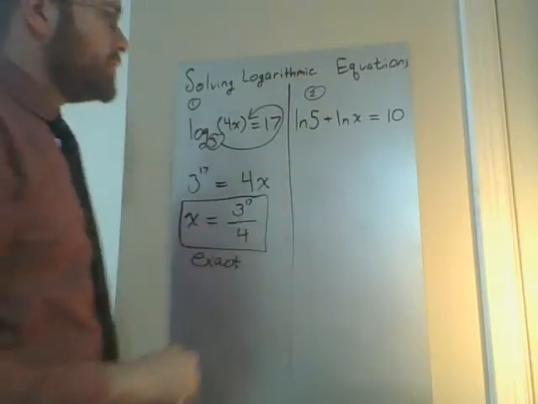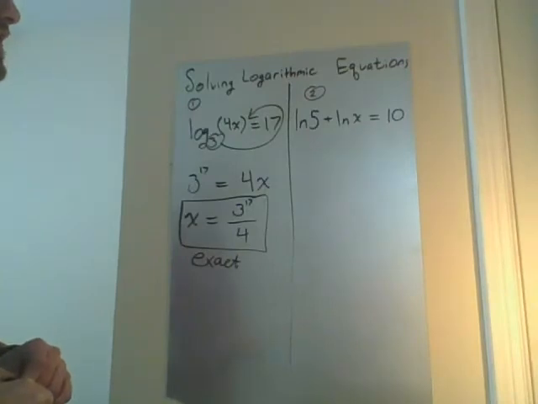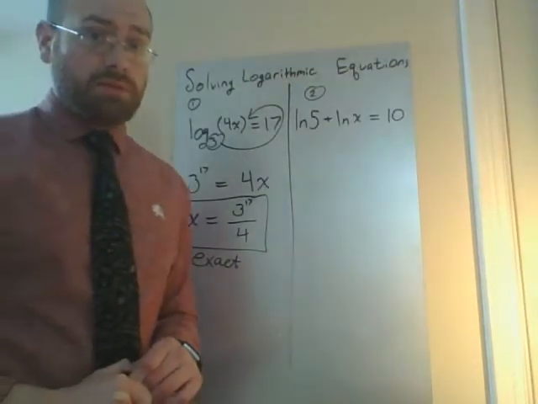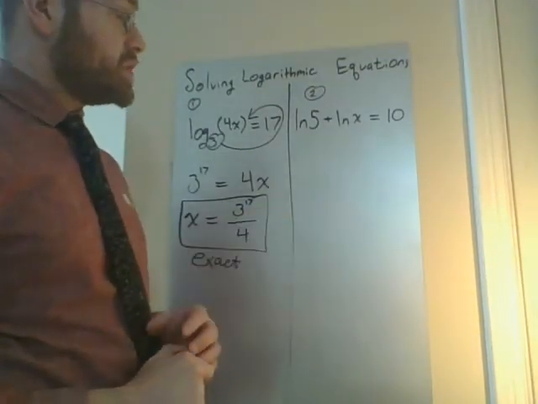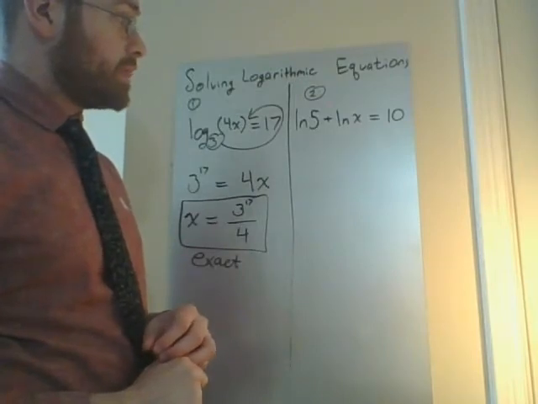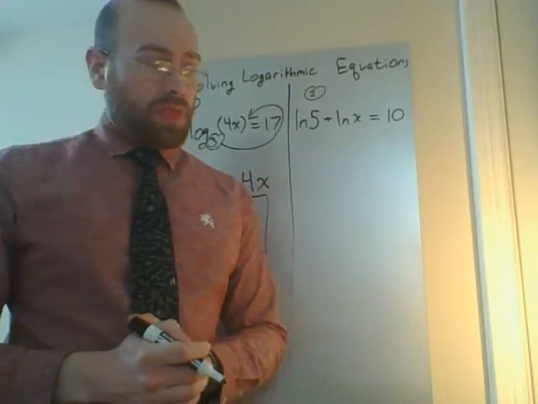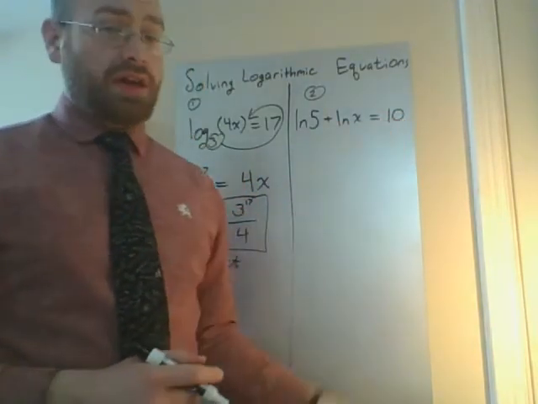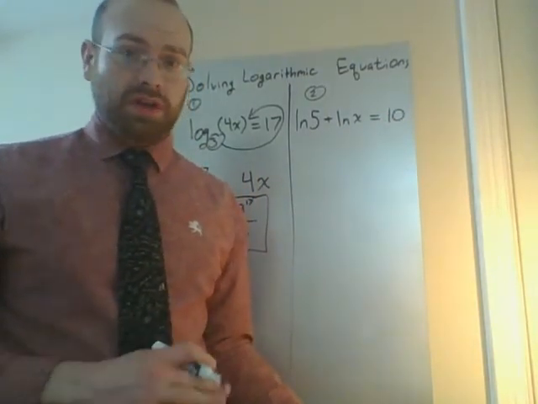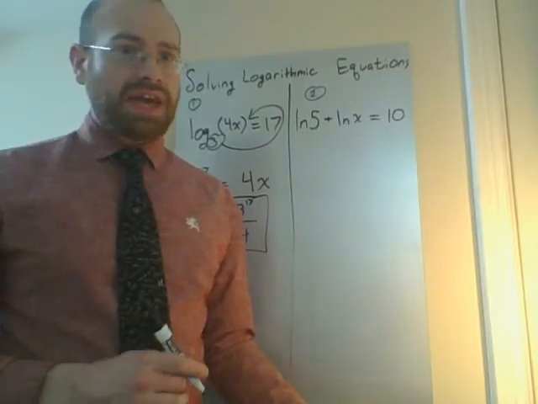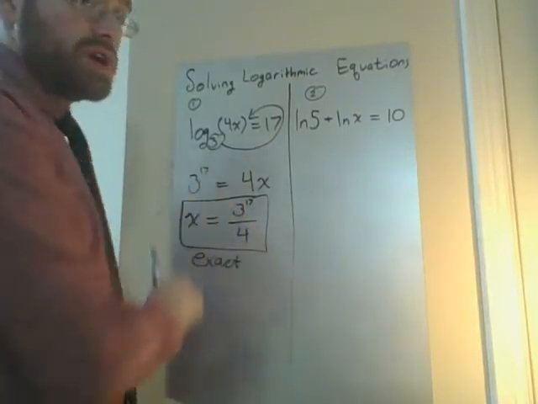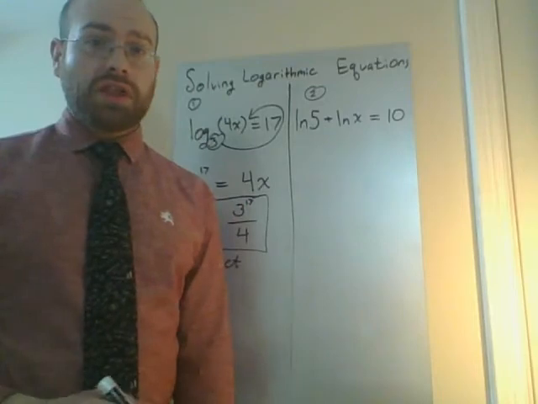Let's look at this example over on the right. We have the natural log of 5 plus the natural log of x equals 10. Now we have two logarithms on one side, but we can't make a logarithm on the other side. No matter what we do, it's not going to work. But we can't just go into exponential form right away. We have to condense our logarithms.